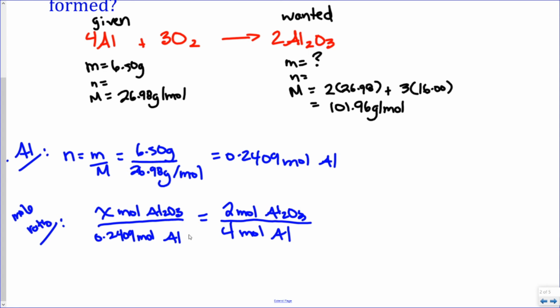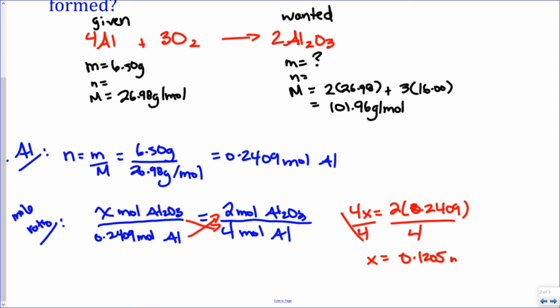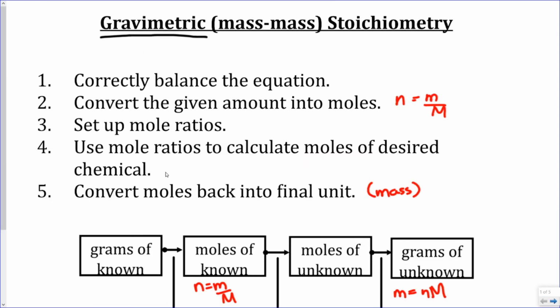If we cross multiply, or however you want to simplify to get x here, we'll end up with 4x equals 2 times 0.2409. Divide by 4, divide by 4, so x equals, and if I punch this into my calculator and simplify, I get 0.1205 moles of Al2O3. So I've gone from moles of my given, used a mole ratio to find moles of my unknown, or my wanted. So that's what we did, number 4.